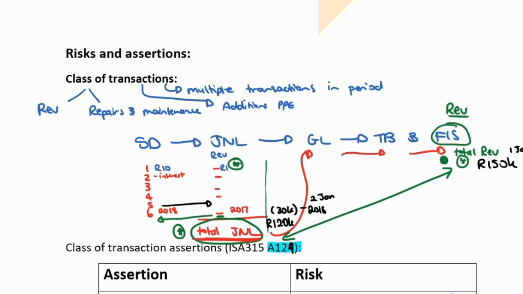So if I don't make sure that what's in the journal that I'm going to test matches, because I will now obviously test this 30,000 reversal to make sure it's right, because that's what's in the journal that I'm testing. But if I don't do that matching, then I'm going to give an opinion on 150,000 Rand of revenue, which is not actually their revenue. Their revenue is 120.